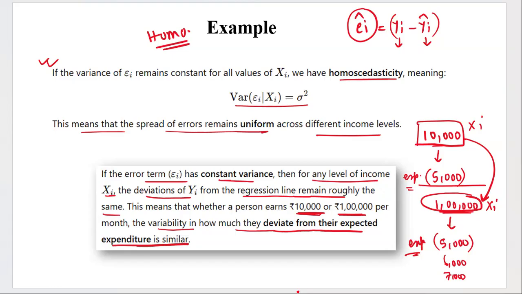That is what is written. For any level of income xi, the deviation of yi from the regression line, regression line meaning basically yi cap values, will remain roughly the same. This means that whether a person earns 10,000 or 1 lakh per month, the variability in how much they deviate from their expected expenditure is similar, right? So the deviation has a fixed range. It will deviate in some particular fashion. That will be a constant, which is sigma square. This is what happens if the CLRM assumption is not violated, that is, homoscedasticity is met.